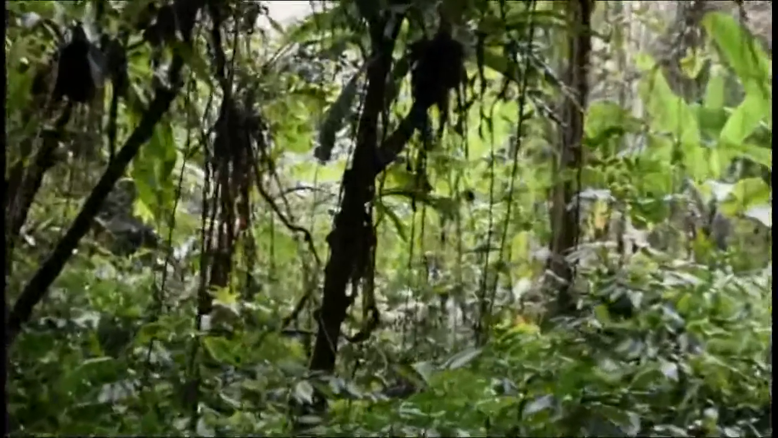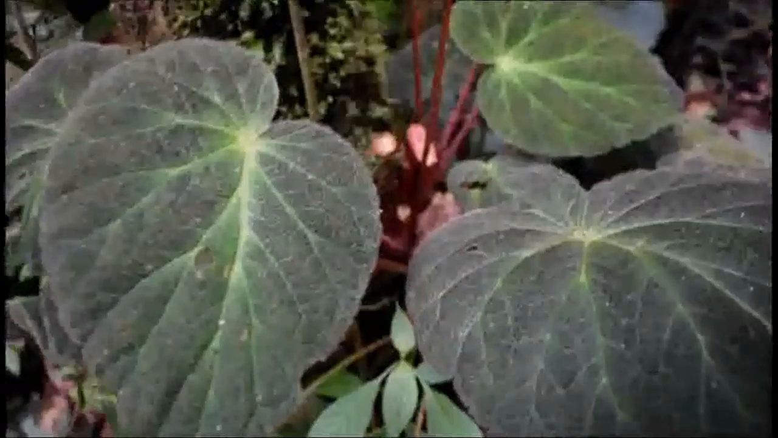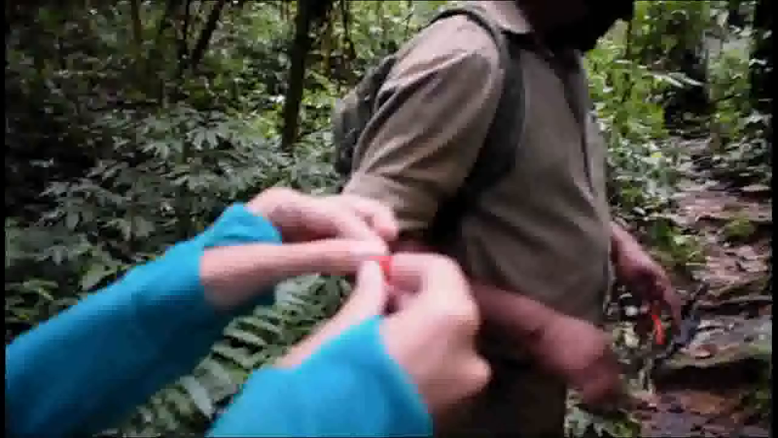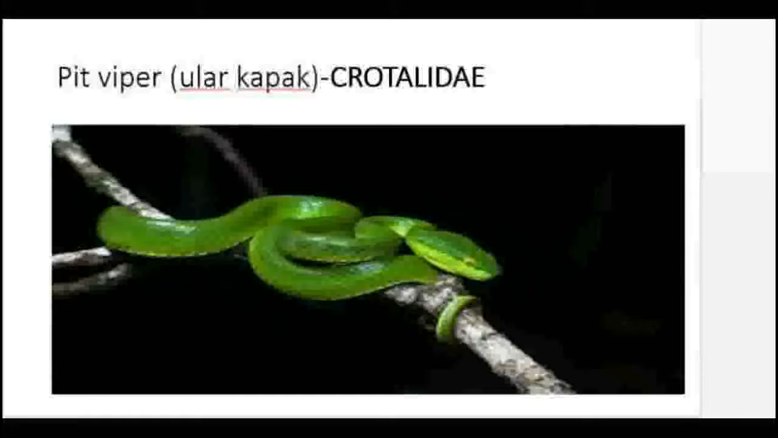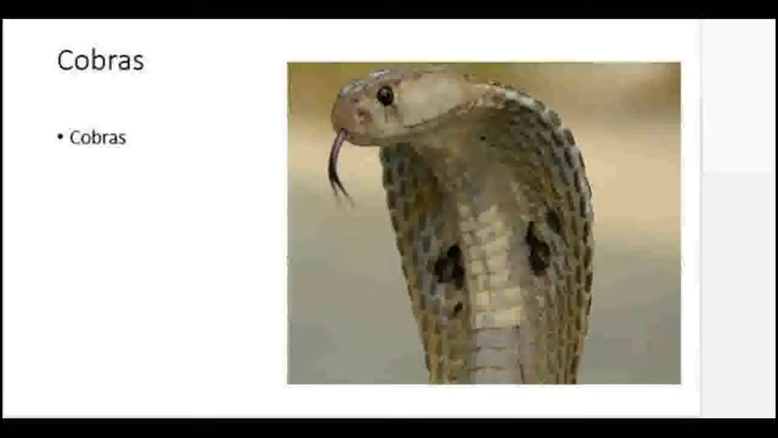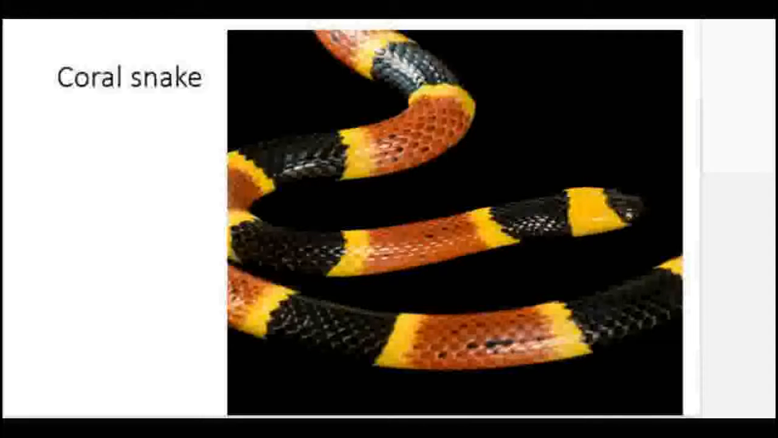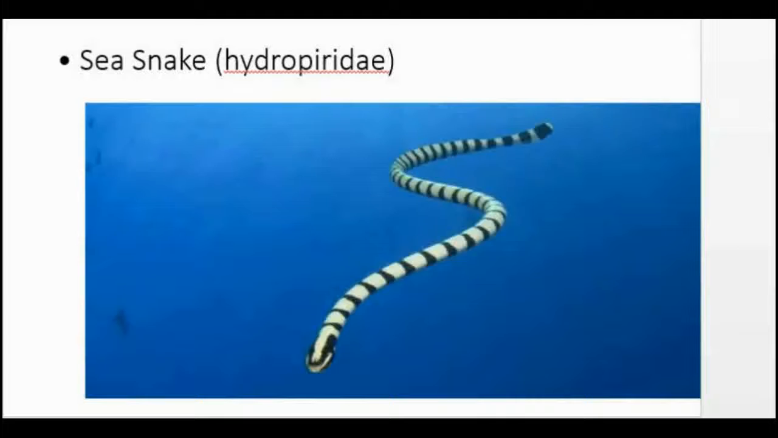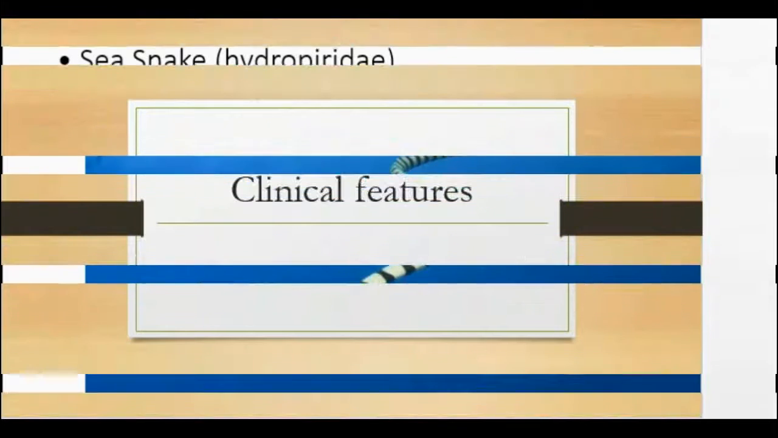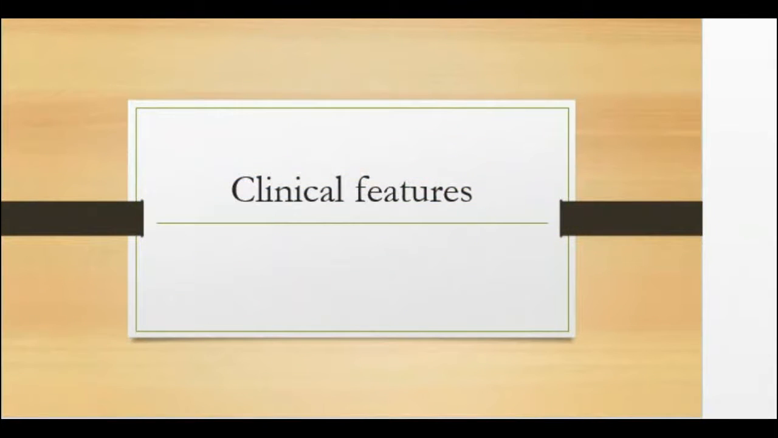So today, we are going to learn the top common causes of venomous snake bites in our emergency department. Approximately there are only 4: pit viper under the family Viperidae, cobra under the family Elapidae, coral snake under the family Elapidae, and lastly the sea snake under the family Hydrophiidae. Okay, let's go into the picture of snake bite.